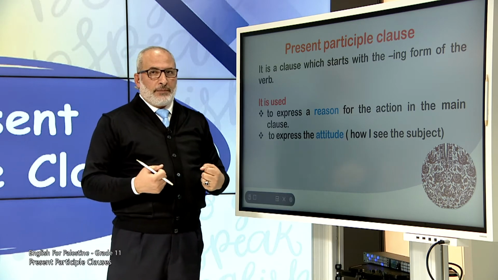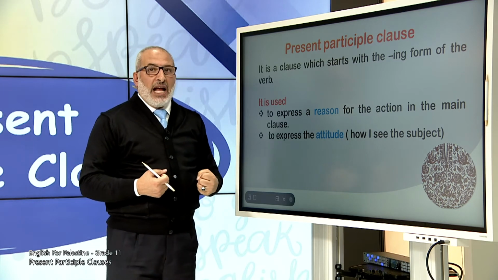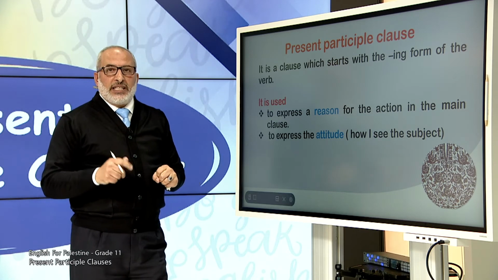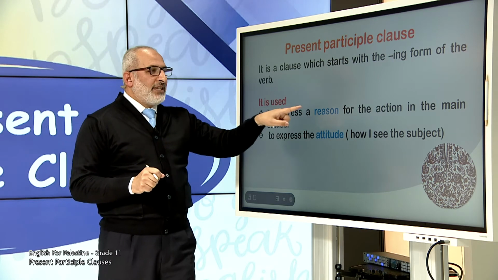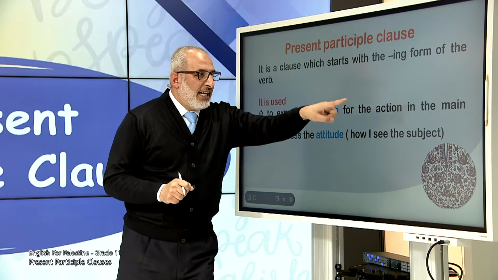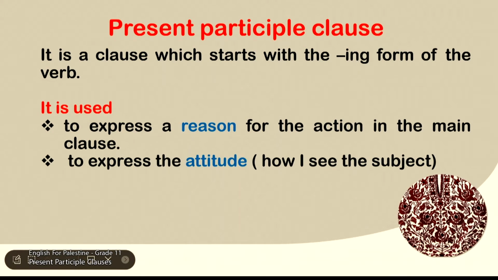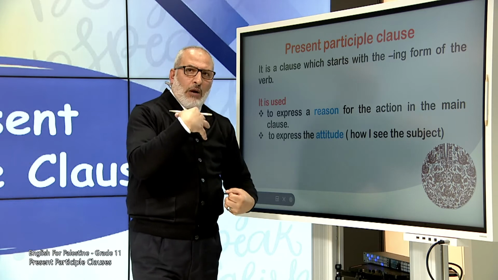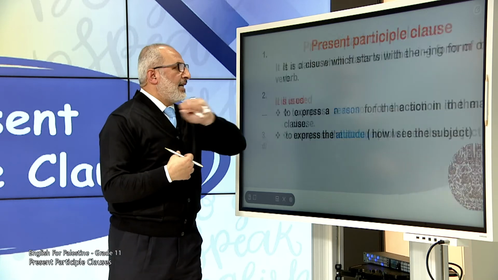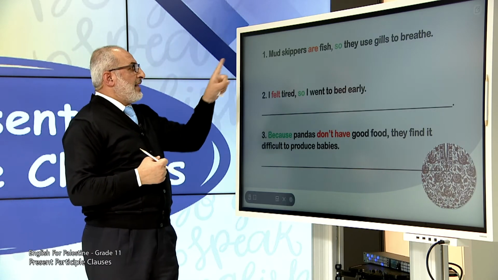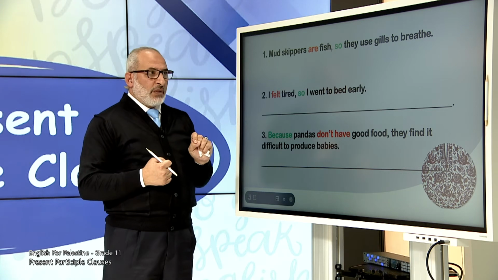When do we use present participle clause? Actually, in your book, we use it in two situations. The first one, to express a reason for the action in the main clause, and the second one, to express the attitude. So how I see the subject. What is my point of view? Okay? Let's look at these examples. Look at example number 1. It is in your book.